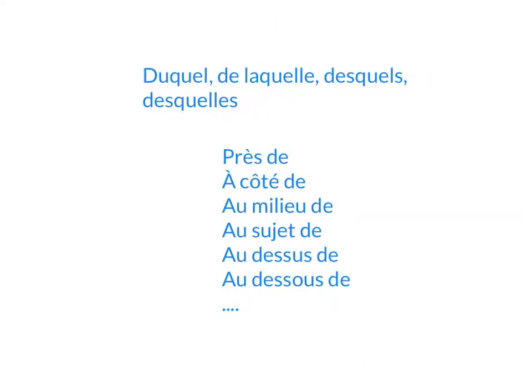Now, moving on to the next set of relative pronouns, we have duquel for masculine singular, de laquelle for feminine singular, desquels for plural masculine, and the last one is desquelles for feminine plural. Now, if we look at the prepositions here, they've all got de at the end. They all finish in de. Okay, but what is important to realize is that the de this time is not attached to a verb as it was in the first case. It's now attached to another preposition, près de, à côté de, au milieu de, etc.